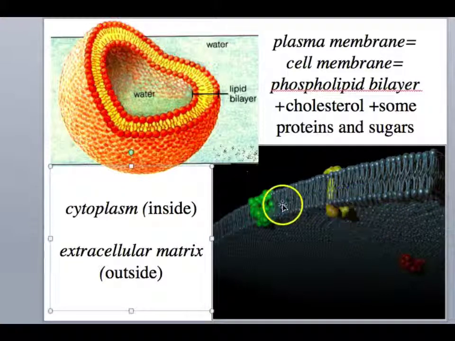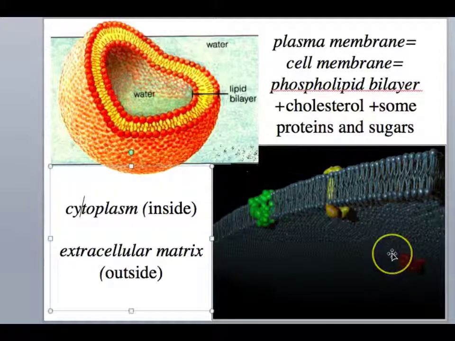And these are usually proteins. We talked about how proteins do a lot of functions. These might be enzymes causing something to happen. These might be just channels, or they might be structural. They might be helping cells stick together. There's a lot of different things that could be happening there.